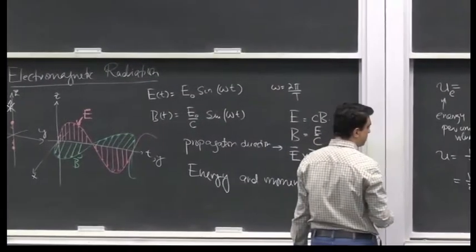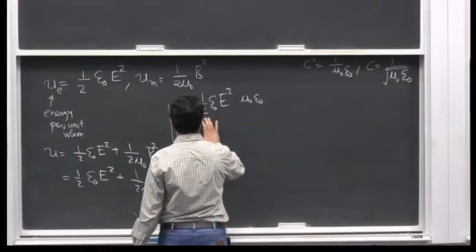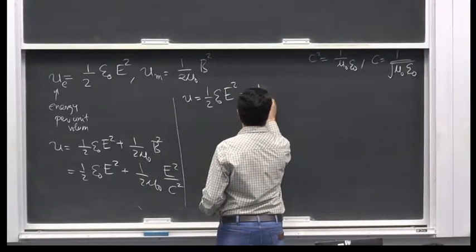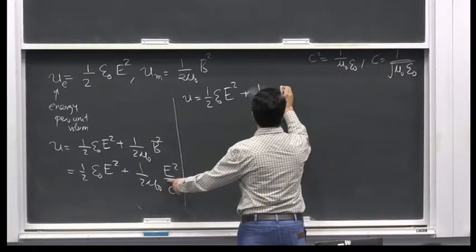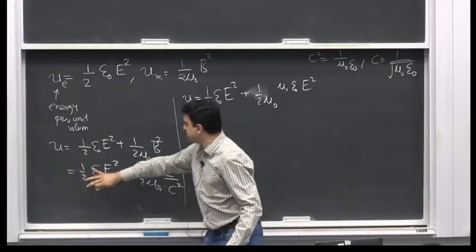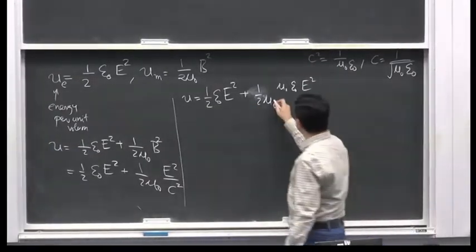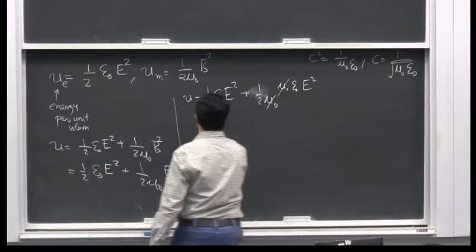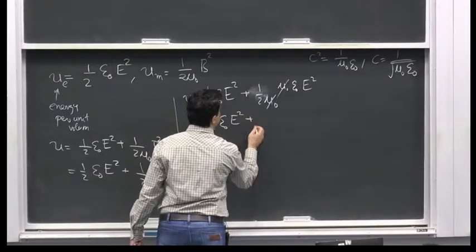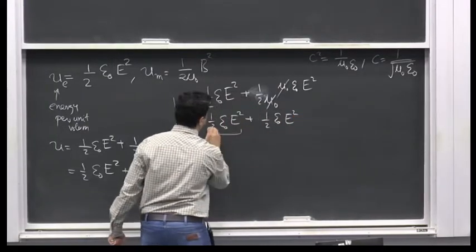By c, c squared, half over, okay, that's fine. E squared plus 1 over 2 mu naught B squared would be equal to mu naught epsilon naught E squared. So this term stays the same, the other term gets modified because of the expression. So mu naught gets cancelled, and what you have is 1 over 2 epsilon naught E squared plus 1 over 2 epsilon naught E squared.